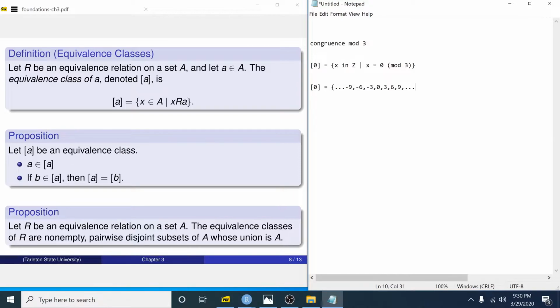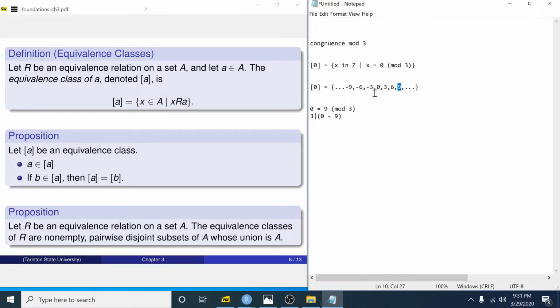If anyone's not convinced, is it really true that 0 is congruent to 9 mod 3? The answer is sure, because 3 does divide evenly into 0 minus 9. So basically, the reason the number 9 is in this equivalence class is because 9 is congruent to 0 mod 3.